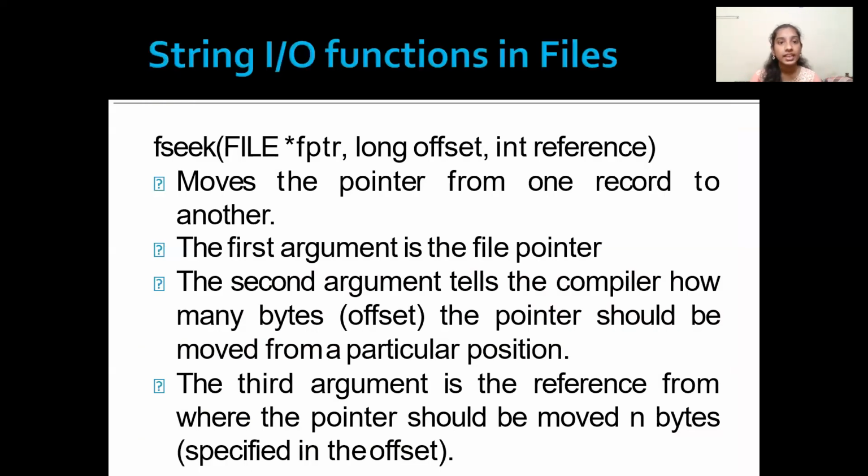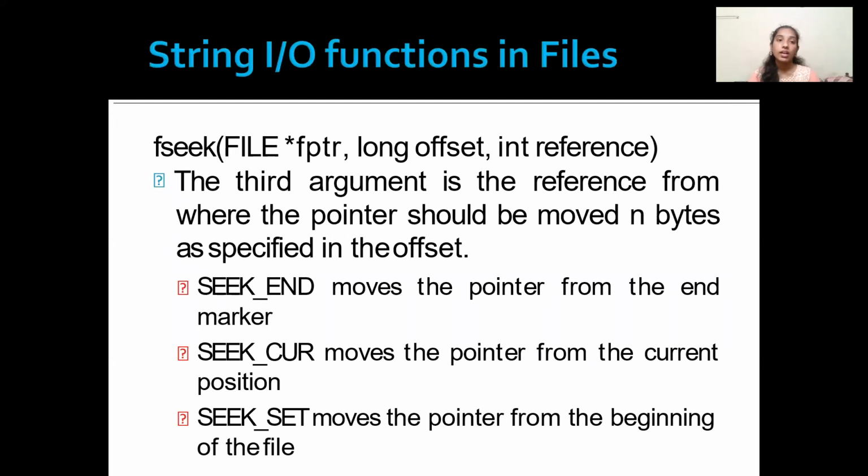Let's see some more I/O functions in files. fseek moves the pointer from one record to another. The first argument is a file pointer. The second argument tells the compiler how many bytes the pointer should be moved from a particular position. The third argument is the reference from where the pointer should be moved by n bytes specified in the offset.